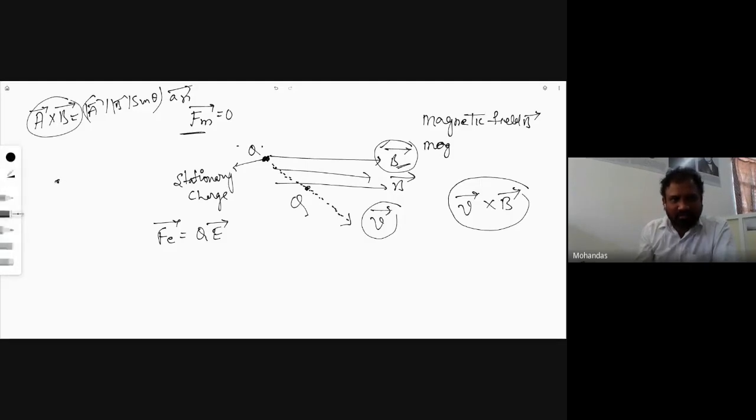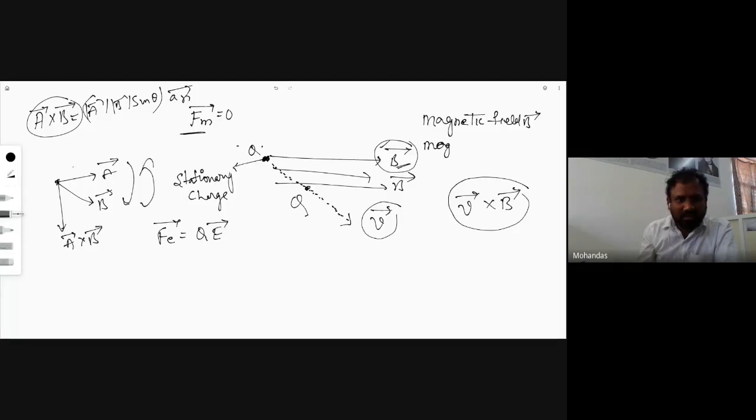Suppose you take a vector A like this and vector B like this, and you calculate A cross B. If A rotates towards B, then what will be the A cross B direction? It will be downward. And if B moves towards A, the resultant will be in the upward direction. That is based on the rotation of vector A and vector B.